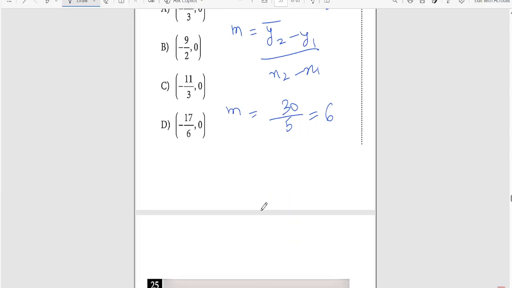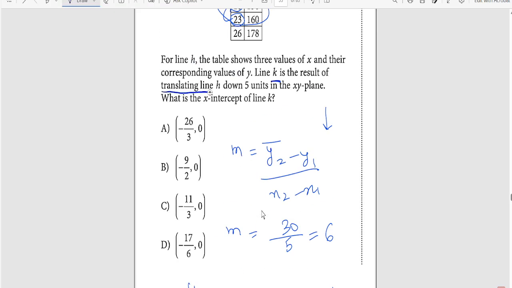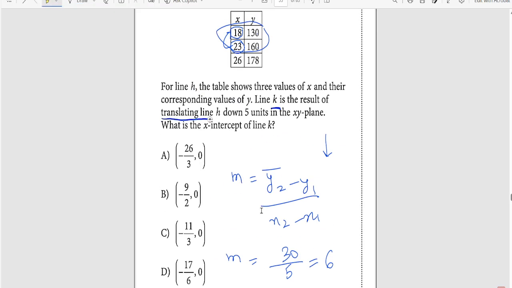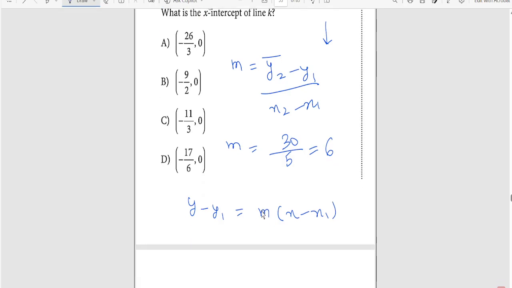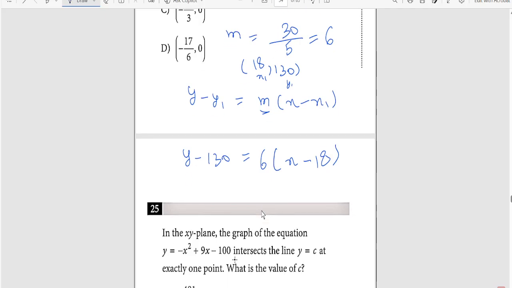Now I can use point slope form, which is y minus y1 is equals to m times x minus x1. So I can take any one point. Let's say I'm taking 18 and 130 as my x1 and y1. So I'm going to take 18 comma 130, as this is x1, this is y1. So y minus y1, 130, is equals to slope is 6, m is slope, right? And x minus x1 is 18. Now I multiply them with 6. So I get y minus 130 is equals to 6x minus 6 times 18, 108.